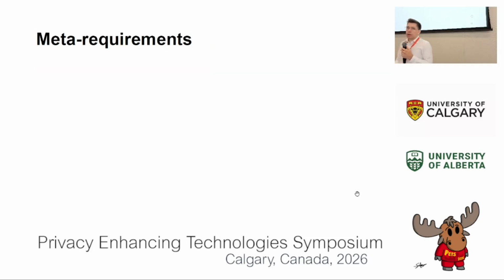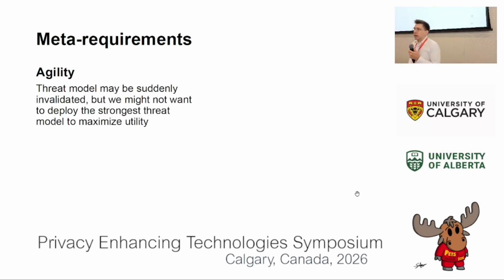Interestingly, we also had to come up with meta requirements, which are maybe a bit specific to the nature of humanitarian action, but I think they're also applicable in a lot of other contexts. And the first one is some kind of agility. So we deploy things with a given threat model in mind, but sometimes that threat model gets invalidated and changes, right? There's like an uprising or like an armed militia takes over your station, and now suddenly your adversary is much stronger than you expected it to be.